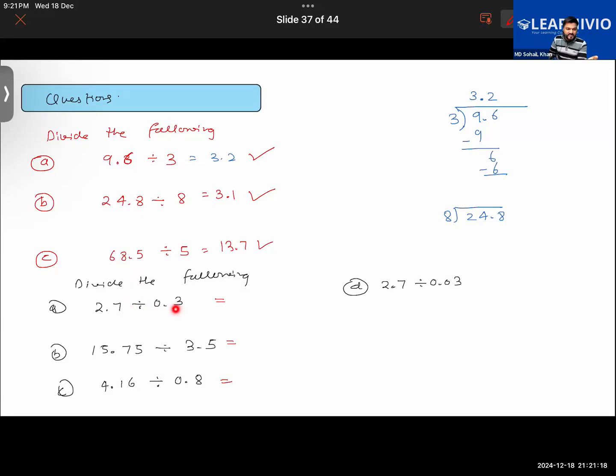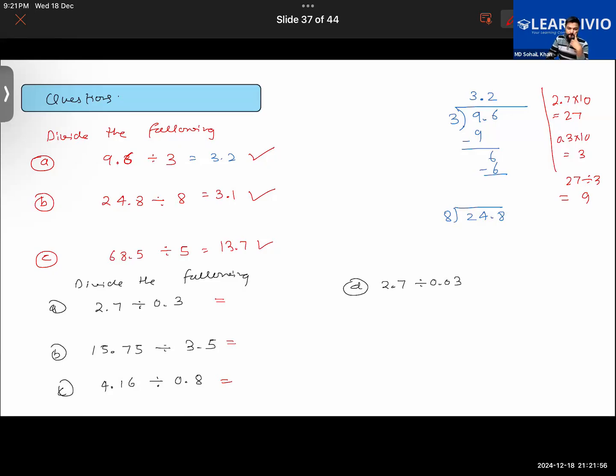Which one is the divisor here? Look over here. Now look at the screen. 0.3 is the divisor. It has one decimal place, meaning that both of them will be multiplied by 10. So in a rough space here, we are going to multiply both of them: 2.7 multiplied by 10 and 0.3 multiplied by 10. So this is 27 and this becomes 3. So we are dividing 27 by 3, and hence that gives us 9. That will be our answer.